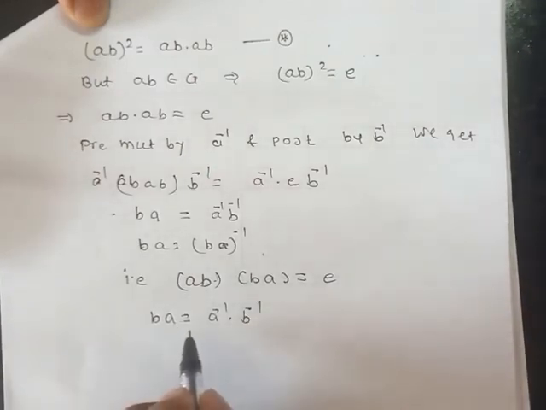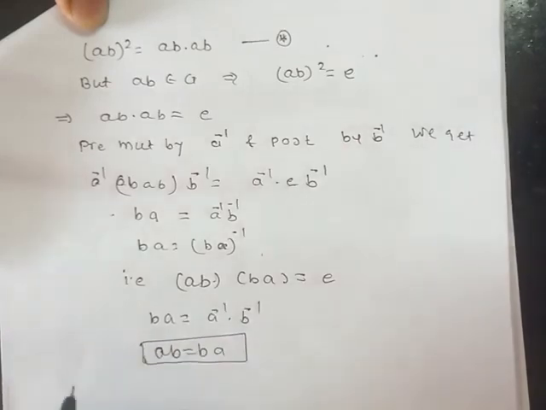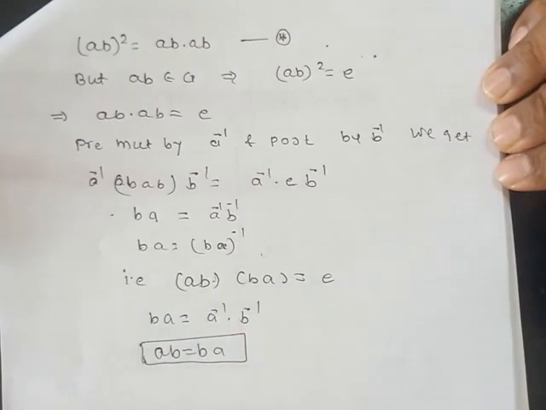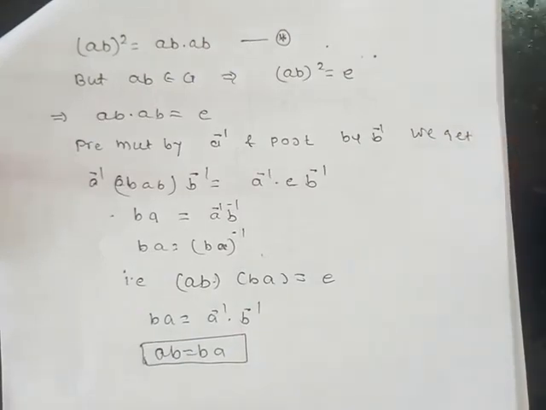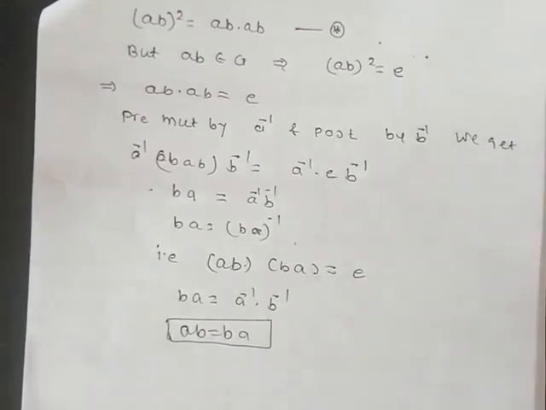So applying the given assumptions, we simply prove that AB is equal to BA. Hence the given group is an abelian group. So these are the properties we had discussed so far of the group. In the next lecture we will discuss subgroups and their properties, group homomorphism and their properties.